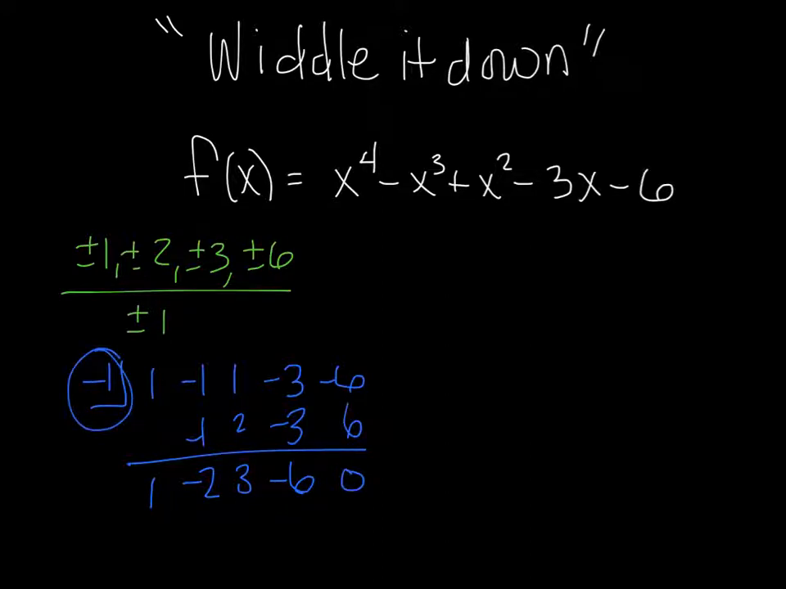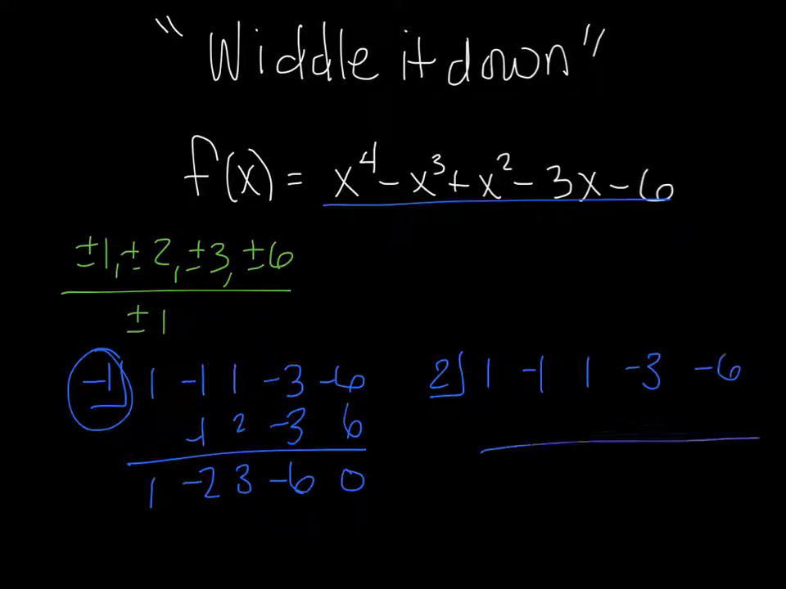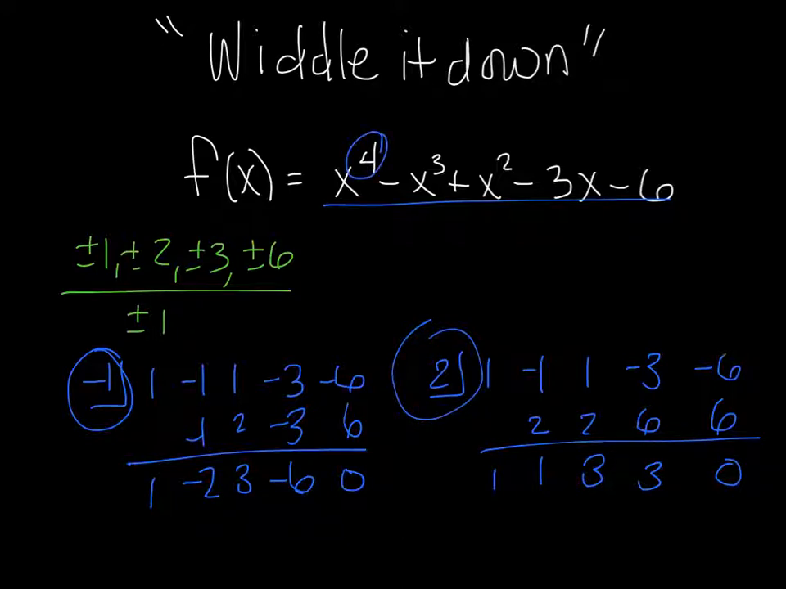Now let me try another one too, and I'm going to use the coefficients from the original again. So this is not whittling, this is just using the originals again. So I try 2, and I've got 1, 2 times 1 is 2, 1, 2, 3, 6, 3, 6, 0. Hey, 2 works also. So I've got 2 of my zeros, -1 and 2, and I need 4 of them.